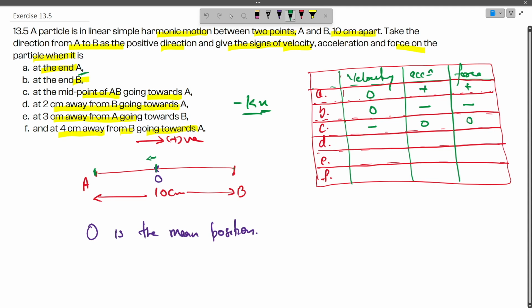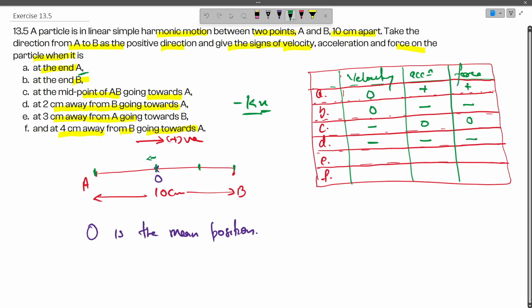Now in fourth case, we have at 2 centimeter away from B going towards A. Now when the particle is 2 centimeter away from B going towards A, again the particle is moving towards the mean position, but its direction is towards A, that is its velocity is going to be negative, and the force is also going towards the mean position. So it is again towards A, so it is going to be negative, and that will be followed by acceleration, which is negative as well.